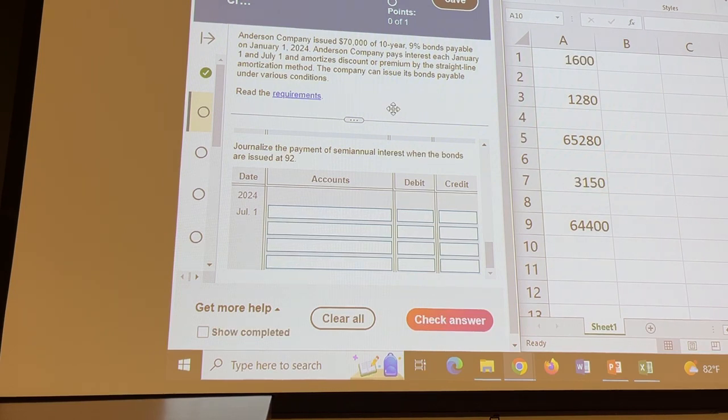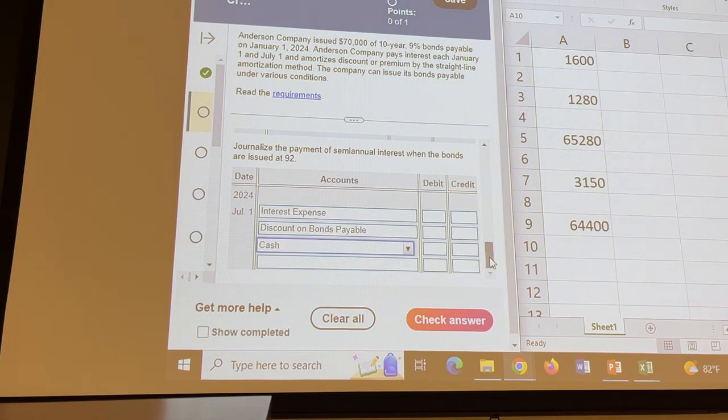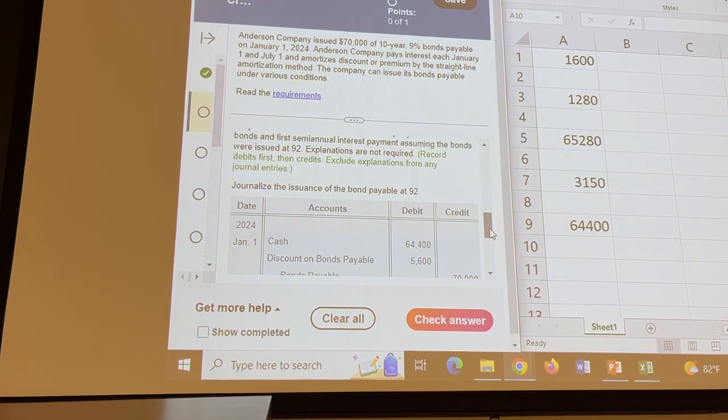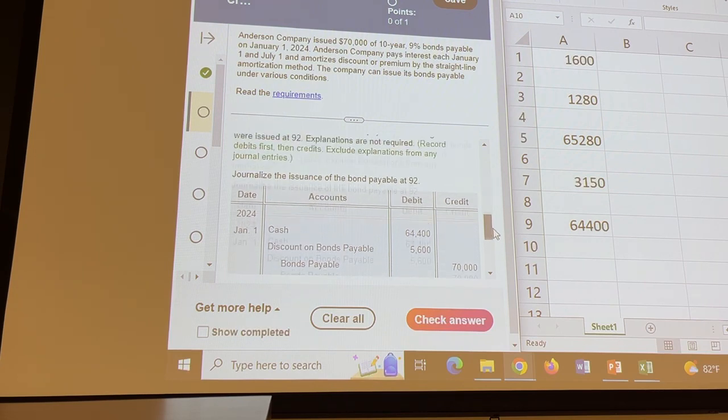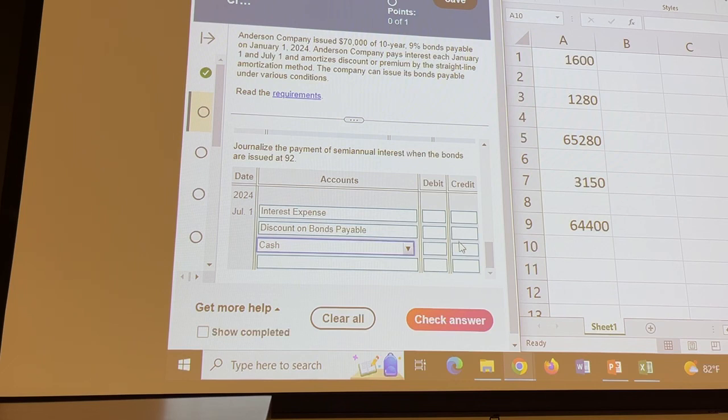Now we're supposed to journalize the payment of the semi-annual interest. So we'll debit interest expense, and then I won't fill in the dollar amount for that yet until we do the rest of the journal entry. So there are two accounts that we're going to want to credit. One will be for discount on bonds payable, the other one will be for cash. And then cash is going to be the same as it was in the first part of the problem, because regardless of whether the bonds are issued for face value or discount or premium, the cash interest payment's always the same. So for cash, we can fill in $3,150.